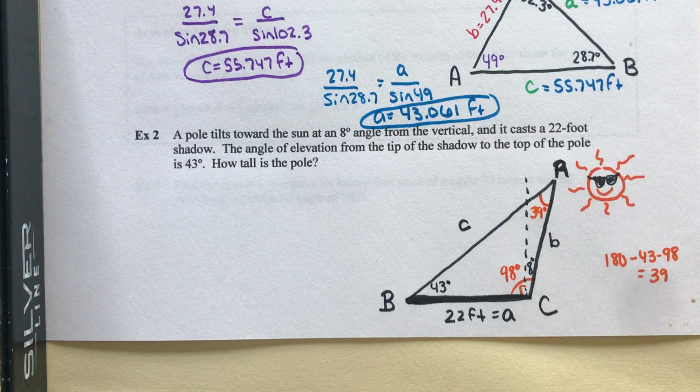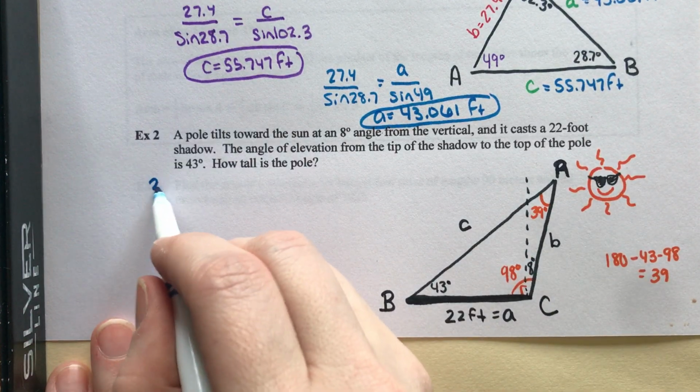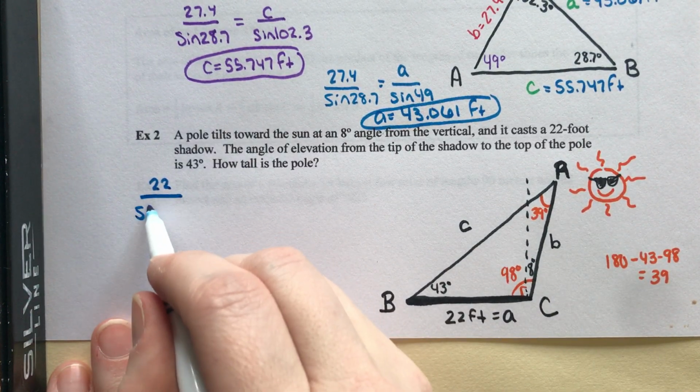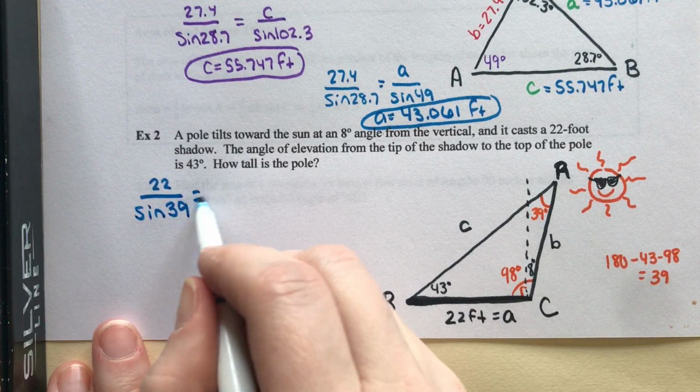Okay, so I've got my 3 angles all done. I just got to find my 2 sides. So with the law of sines, since this is an oblique triangle, as long as I know one combination, I can figure out the rest. So I do know all of A. So I'm going to fill that out. Side A is 22 over the sine of A, which is 39.